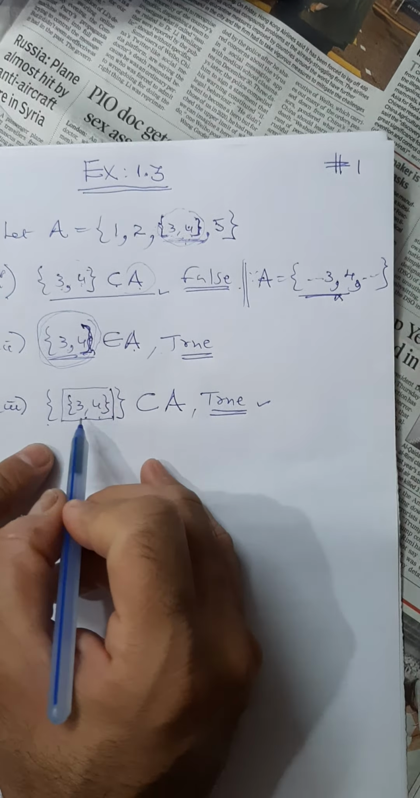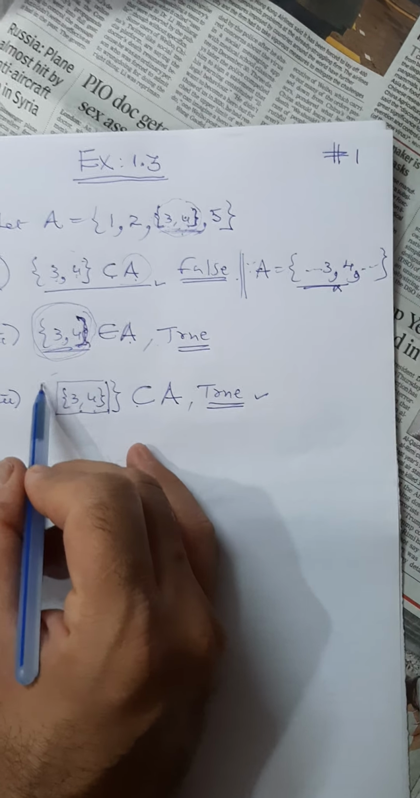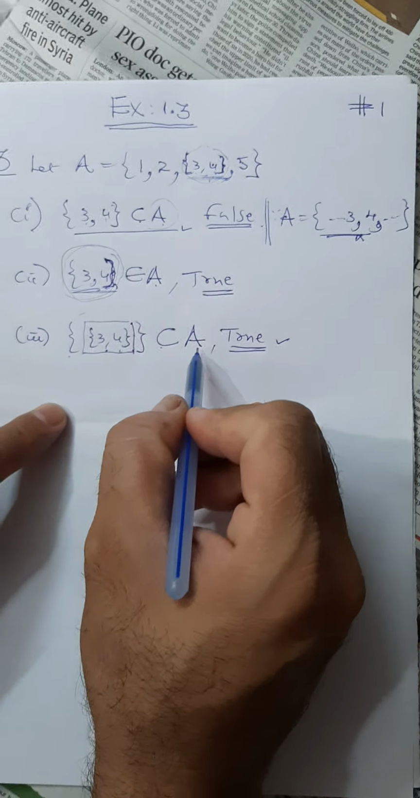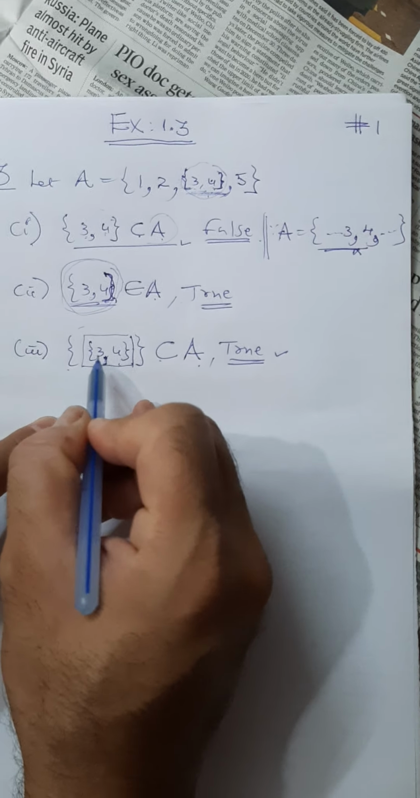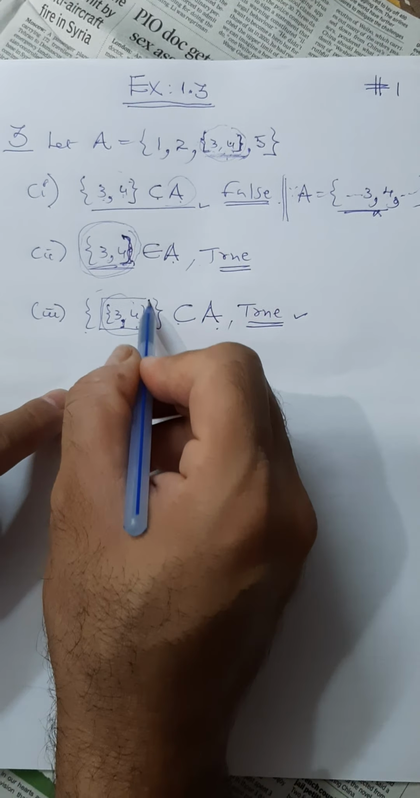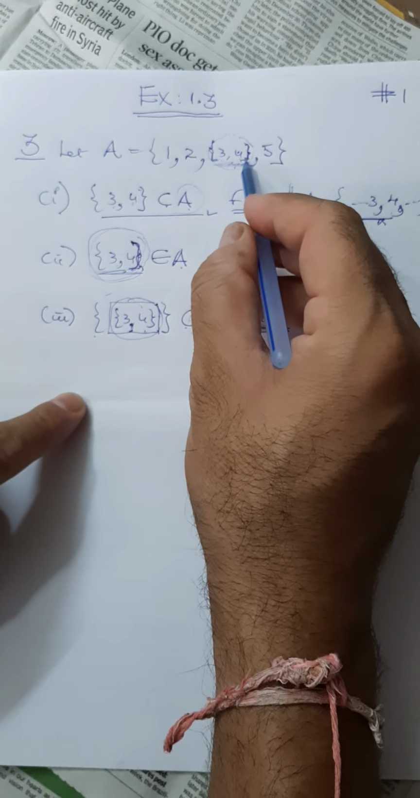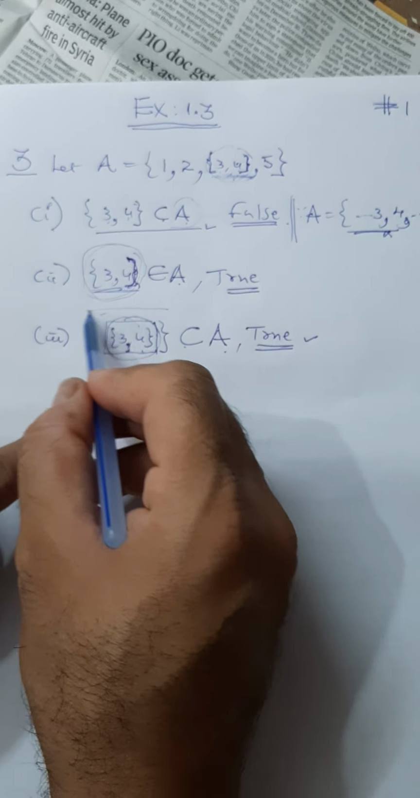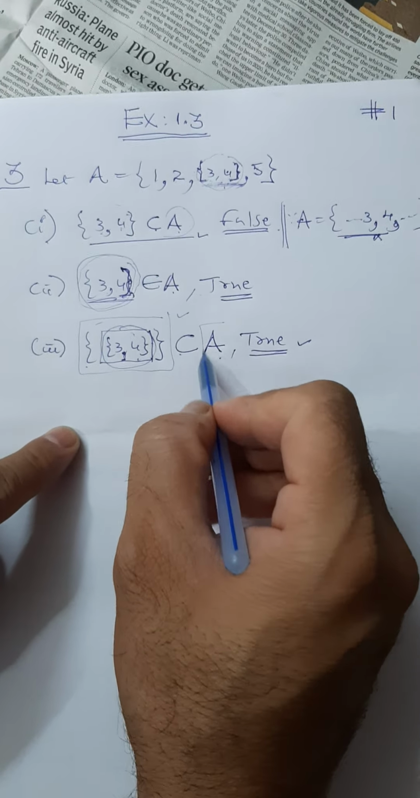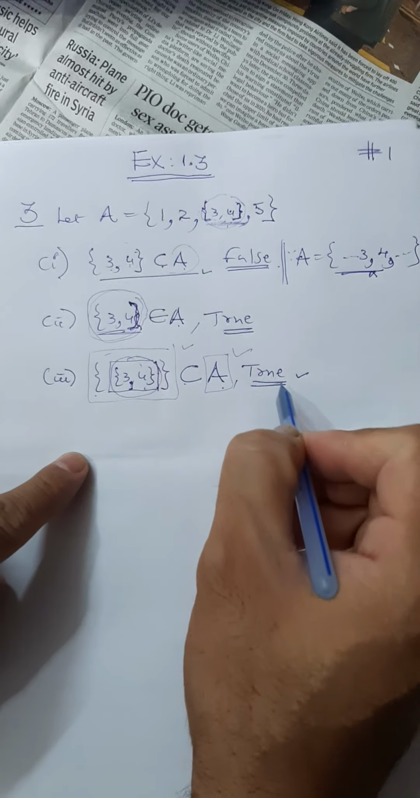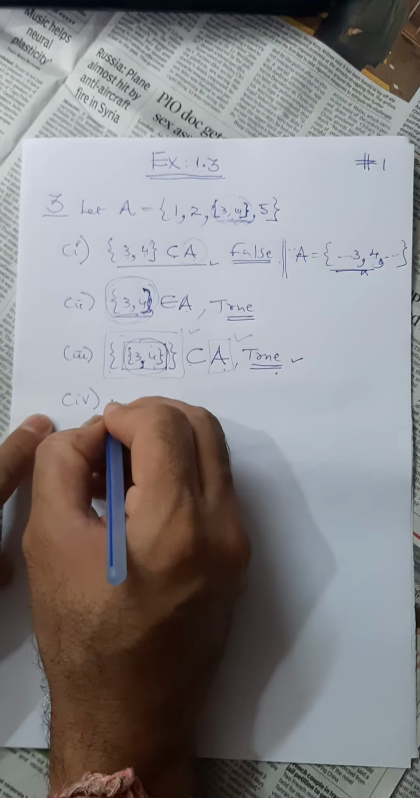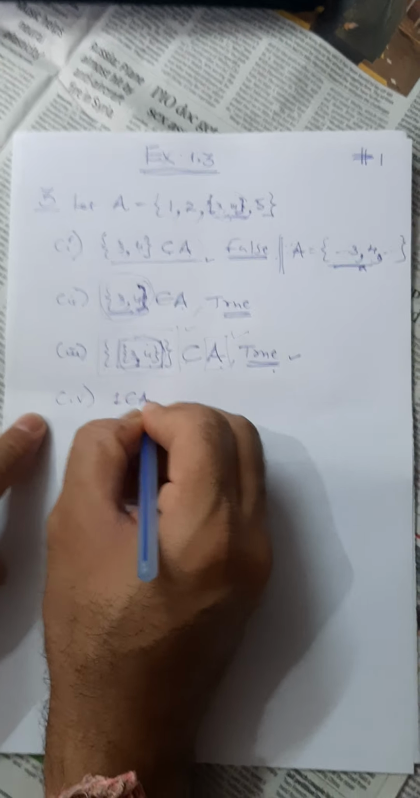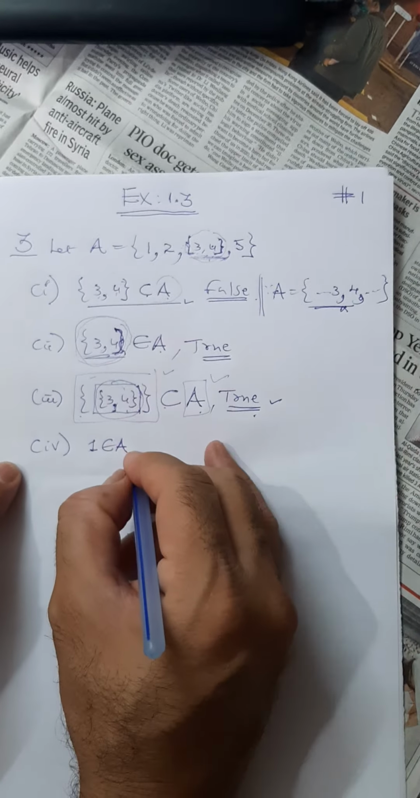I repeat, subset means every member of this set should be present in A. Now this set has how many members? One member, that is in a curly bracket 3, 4, which is already present in this. So every member of this set is present in A. Therefore this is true. Fourth one, if I go to fourth, 1 belongs to A. So 1 is already present in A. So this is true.